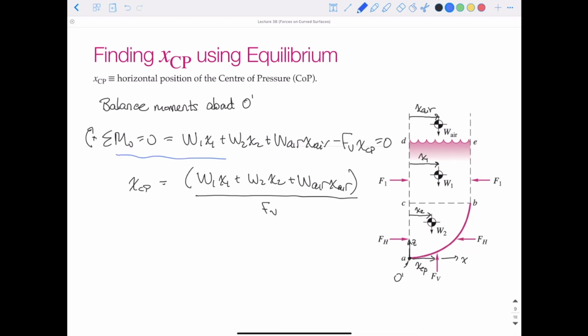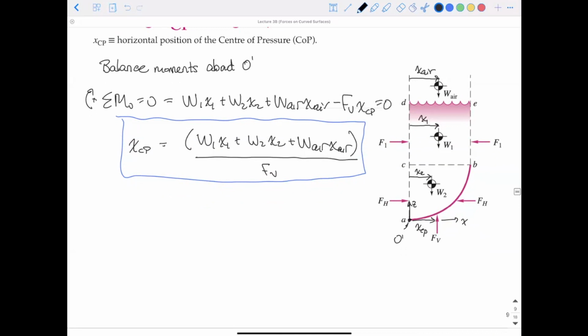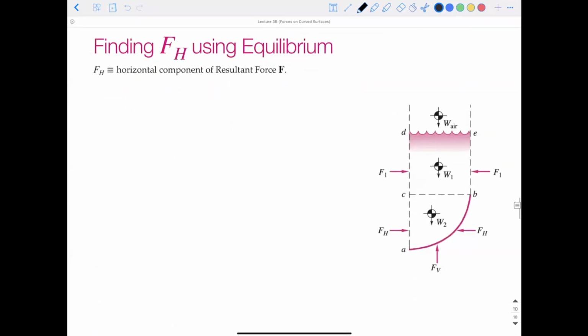So we'll just highlight this. This is our equation that we'll use to solve for the center pressure in the X direction. So that was simple, relatively. Now let's look at the horizontal component of our force.